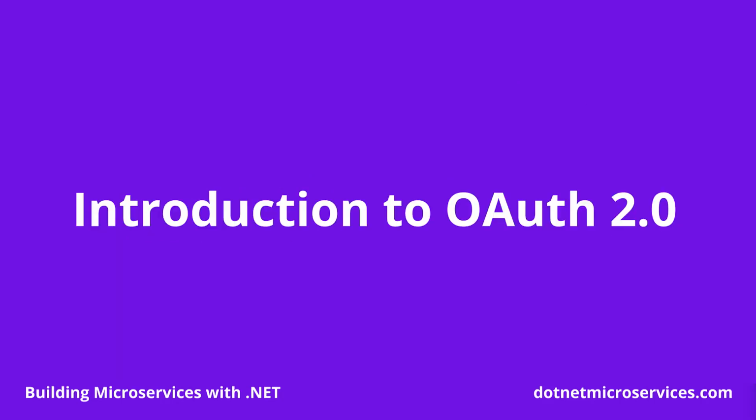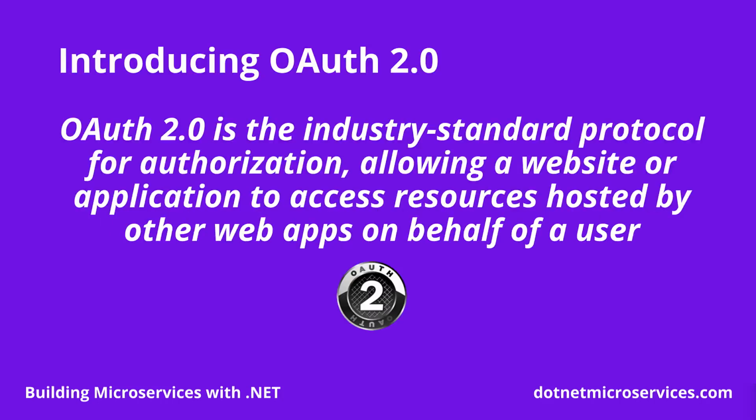In this lesson, we will learn about the OAuth 2 protocol, how it works, and why it should become the basis of your microservices security strategy. Let's start with the standard definition of OAuth 2. OAuth 2 is the industry standard protocol for authorization, allowing a website or application to access resources hosted by other web apps on behalf of a user. In essence, it is a security standard where you give one application permission to access your data in another application.